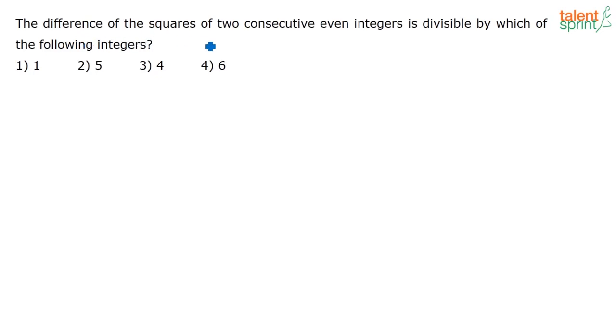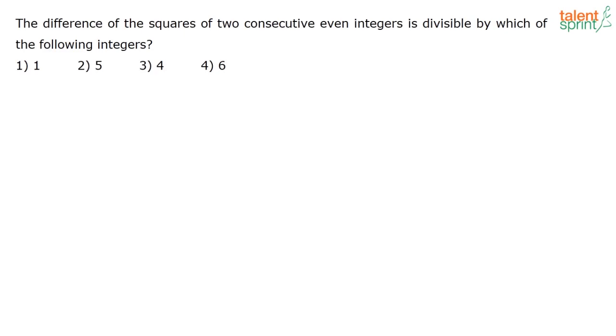The difference of squares of 2 consecutive even integers is divisible by which of the following integers? See, this question again, you need to know the divisibility rules to be able to answer this question. How do you solve this question? Even without knowing the divisibility rule you can solve it. You just need to rearrange the given information correctly. What is the answer for this question? Anybody gets the answer? 4. Okay, a lot of you are getting the answer as 4.